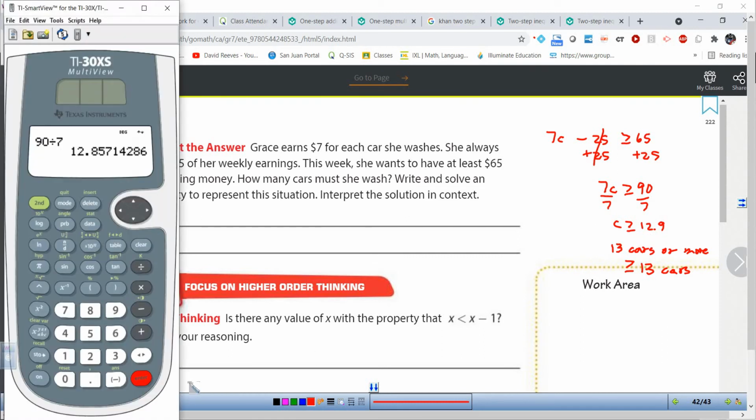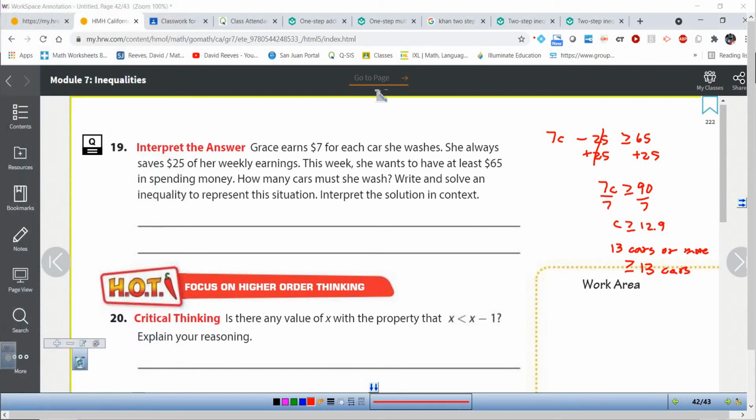And again, if we wanted to check our answer, let's say that she washed 13 cars. 7 times 13 is equal to 91, and then if I take away that $25 that she saved, that gives her $66 that she can spend. All right, hope you liked that one.